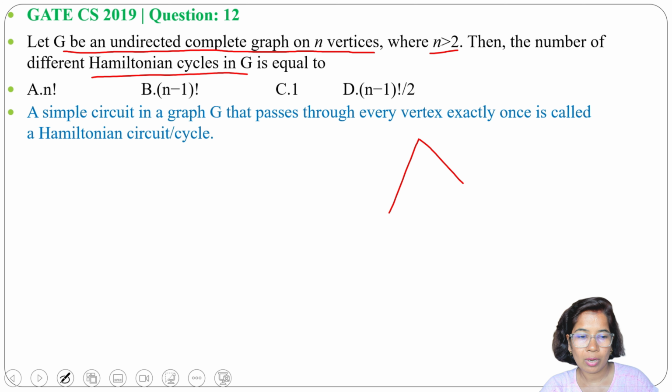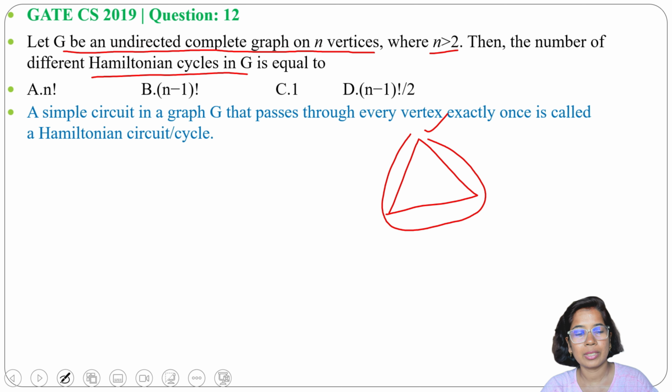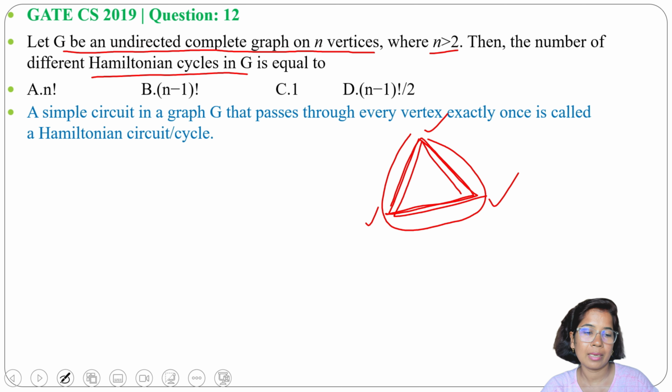Suppose let's take an unlabeled graph having 3 vertices. This is a 3-vertex complete graph. Now suppose we start a Hamilton circuit from this vertex, we visit this vertex, then return to this. And suppose we start from this one, we visit this vertex and we return to it. And suppose we start from this vertex, we visit this vertex, then this, then return to this.